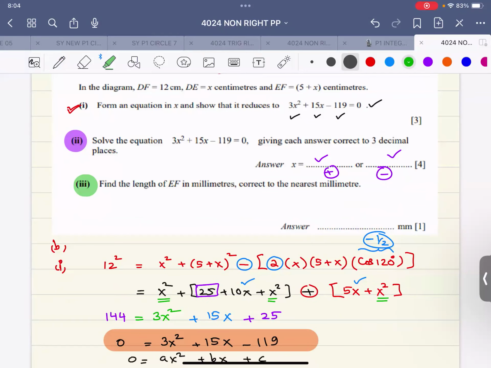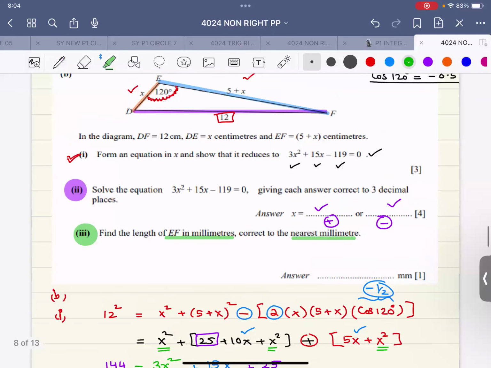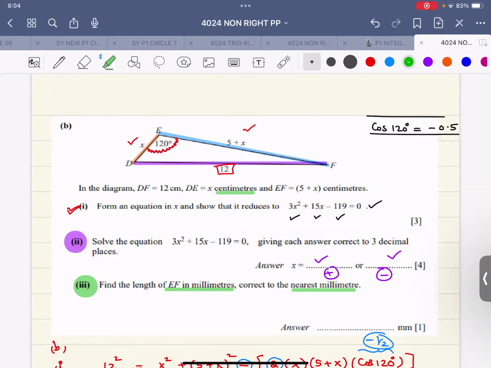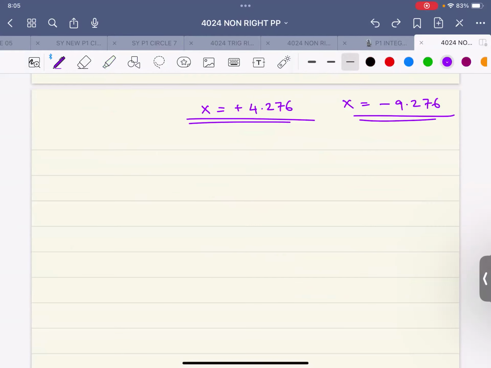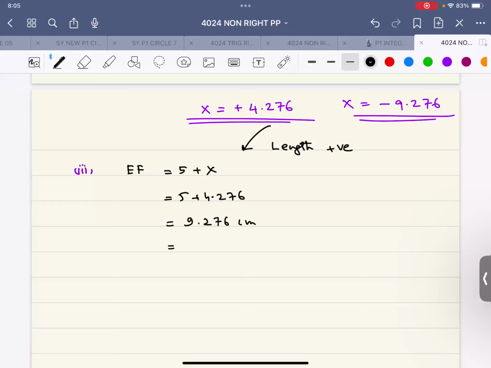The next part says, find the length EF in millimeters correct to the nearest millimeter. Now, this thing is in centimeters, okay? And what is EF? EF is 5 plus x. So we are interested in EF. We have to use the positive value for length. So length cannot be negative. It has to be positive. That is 5 plus 4.276. That is 9.276 centimeters.